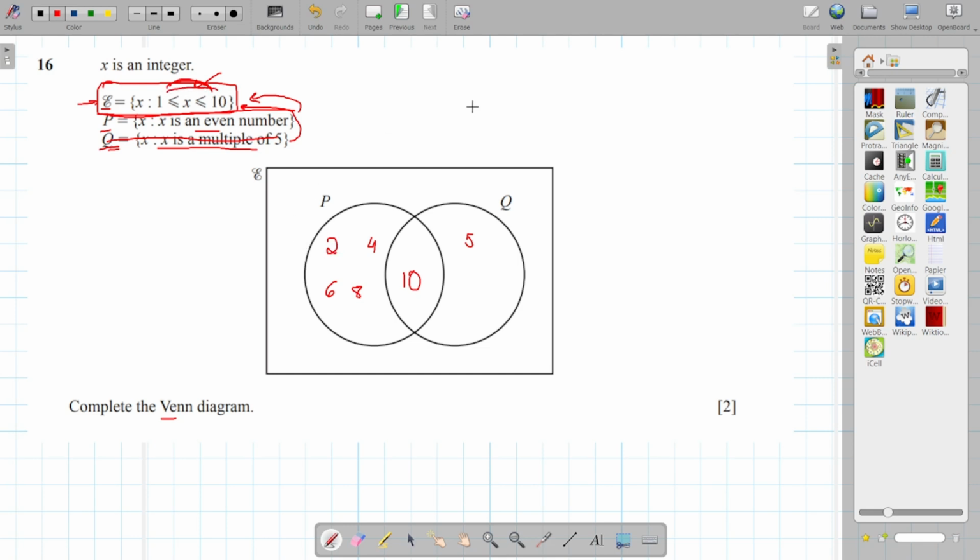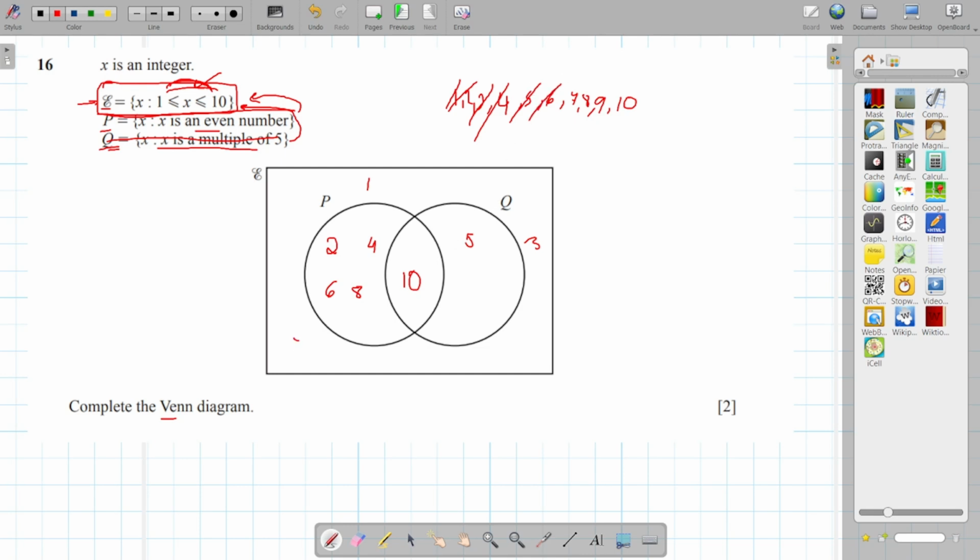So let's start. What are the numbers in between 1 and 10? 1, 2, 3, 4, 5, 6, 7, 8, 9, 10. So let's start. Is 1 in any of these sets? No, so you have to put it in your universal set. 2, it's over here, so we already have it. 3, we don't have it, so put it. 4, you already have it, so you cancel it out. 5, you also already have it in Q. 6, you have it in P.